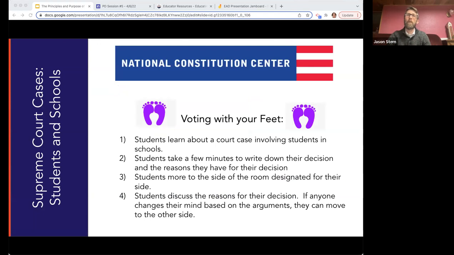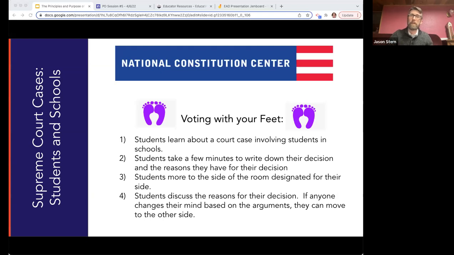So one activity that I do, and the link up there, National Constitution Center, I didn't even know they were going to be here. But that's a link to some student-centered court cases. If you click on that, they have great resources on student-centered court cases, among anything else. But one activity I like to do with the student-centered court cases is voting with your feet.